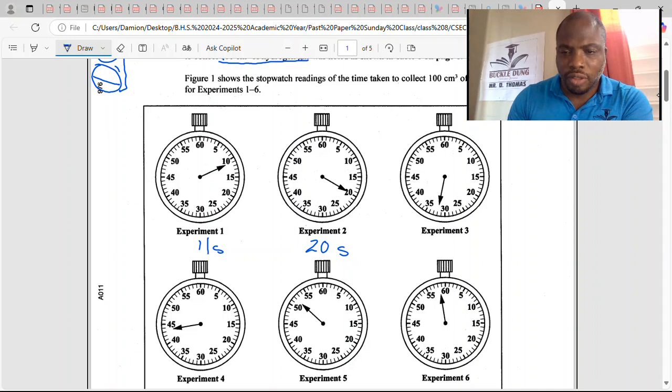How much is this? Now, let me go ahead. Looks like 32.